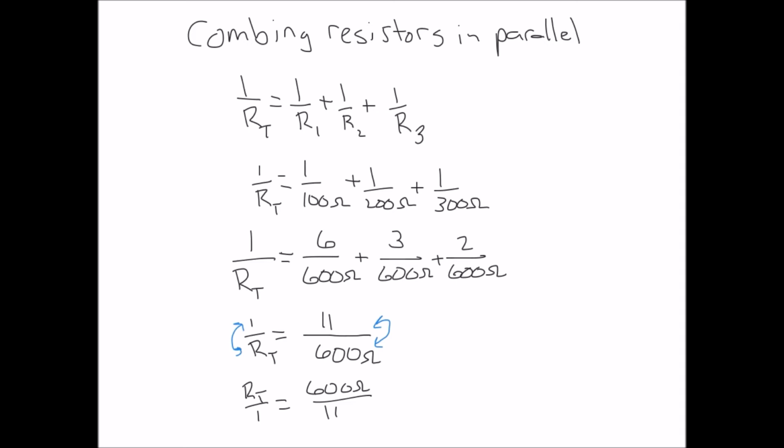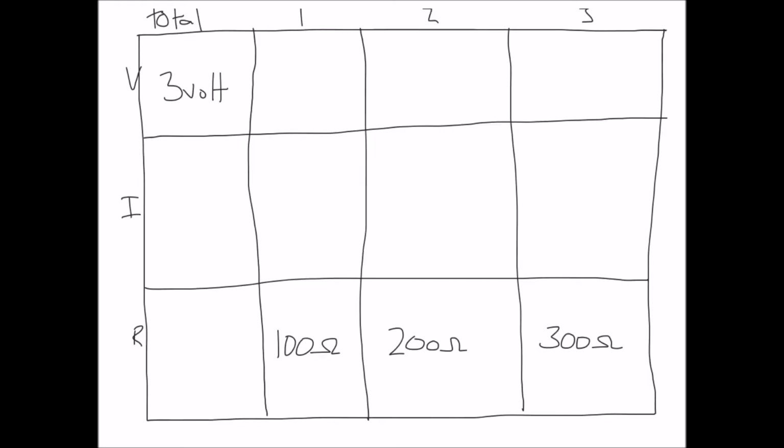And when I do the math for that, so I take 600 divided by 11, I get 54.5 ohms. All right, so we just found the first thing here. The first thing we did was find our total resistance, and we just found that out to be 54.5 ohms.